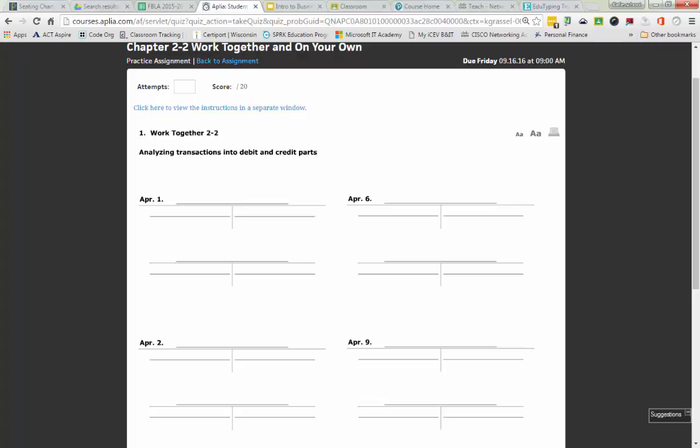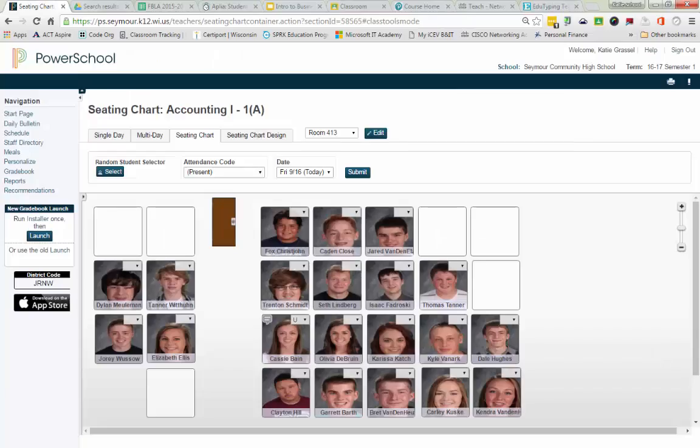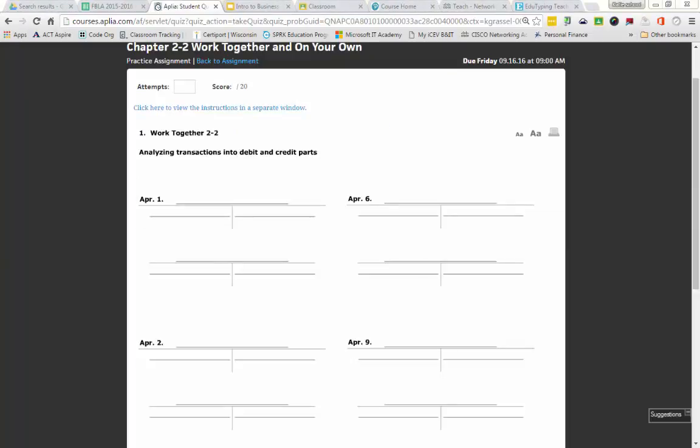So the April 1st transaction reads, receive cash from owner as an investment. So when I receive cash from an owner as an investment, I need to think about what accounts are being affected and how they're being affected. So Kyle, what are my 2 accounts for the April 1st transaction? Okay, so which one do you want to talk about first, Kyle? Okay, cash is what type of an account, Kyle? Okay, what side of the accounting equation? Correct. So we know that cash is increased with a debit. So on this transaction, Kyle, do we have more cash or less cash?